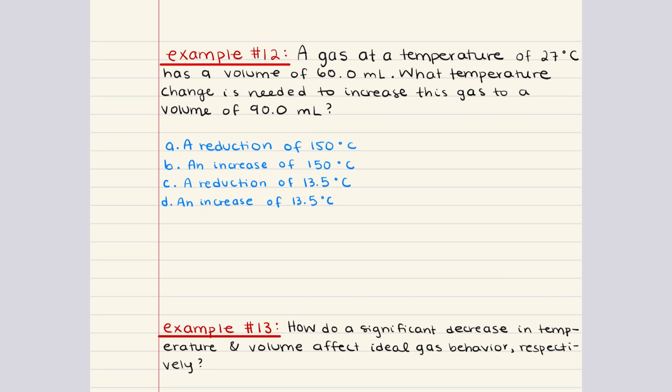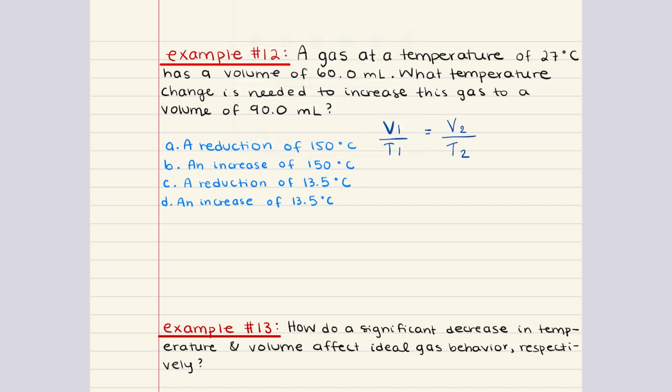Problem 12 says a gas at a temperature of 27 degrees Celsius has a volume of 60 milliliters. What temperature change is needed to increase this gas to a volume of 90 milliliters? Now, to solve this problem, we're going to need to use Charles' law, which states that the volume of a gas is directly proportional to its temperature in Kelvin at constant pressure and number of moles. So mathematically, Charles' law is expressed as V1 over T1 is equal to V2 over T2.